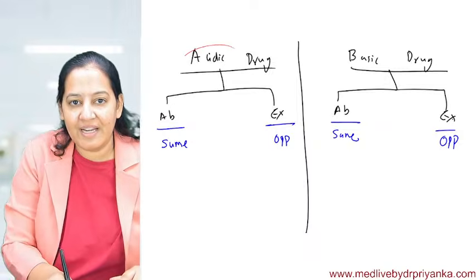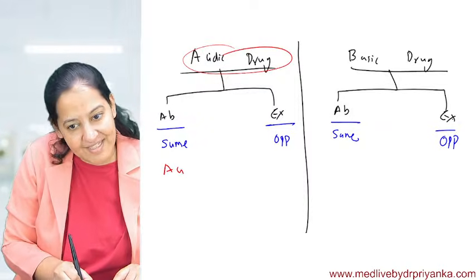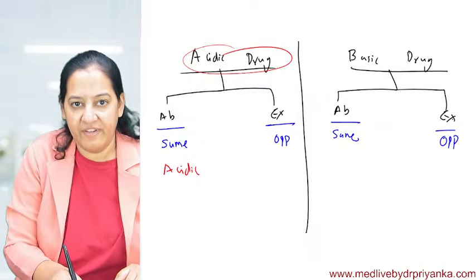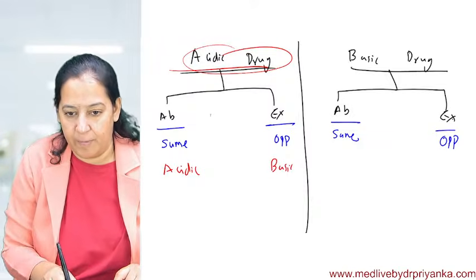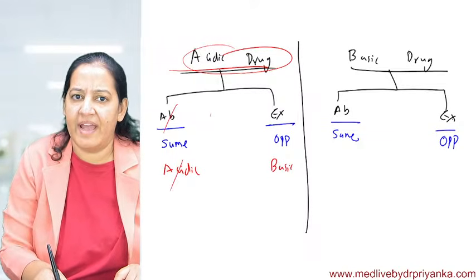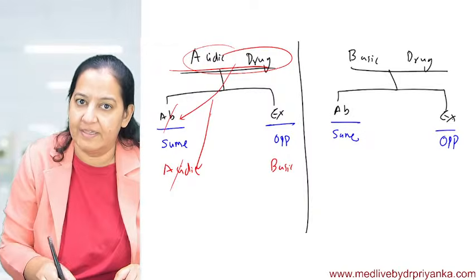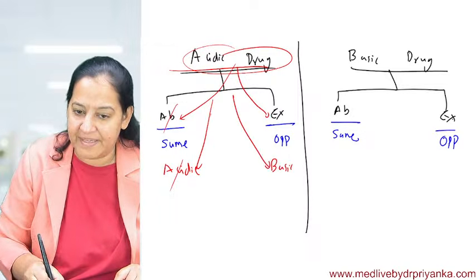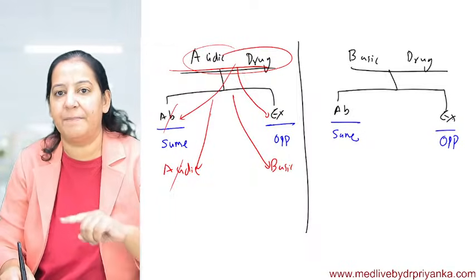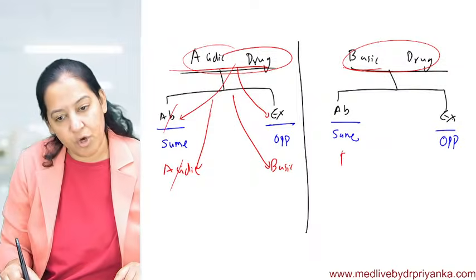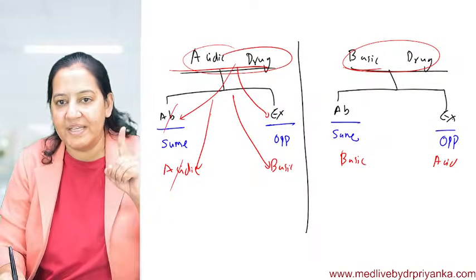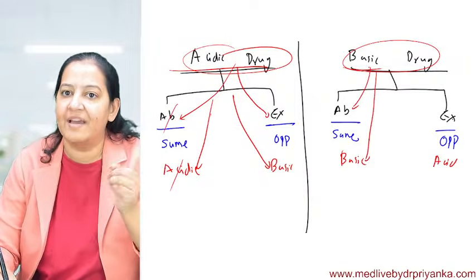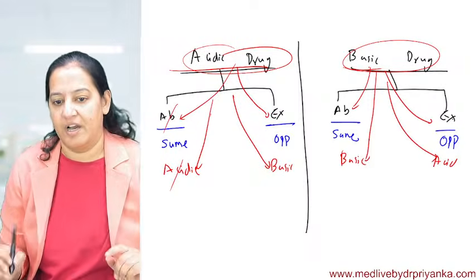So if it is an acidic drug, it will absorb in acidic medium, and it will be excreted in basic medium. Acidic gets absorbed in acidic and excreted in basic. Similarly, if it is a basic drug, it gets absorbed in basic and excreted in acidic. So a basic drug is absorbed in basic and excreted in acidic. How many of you got it?